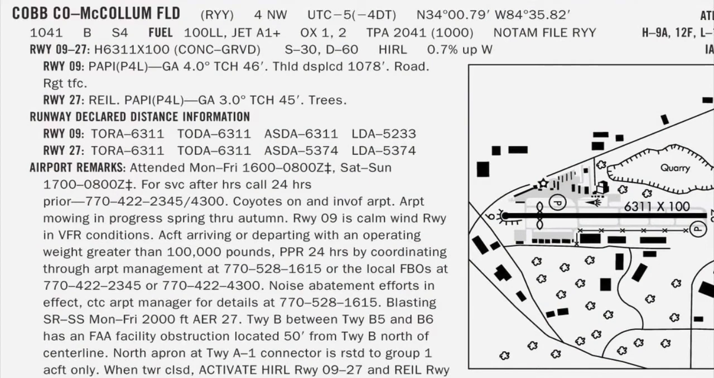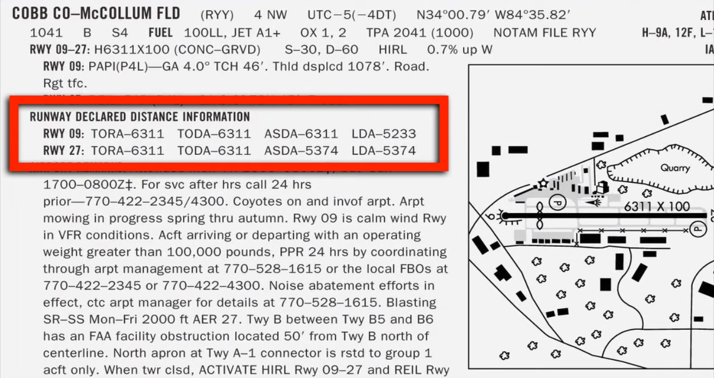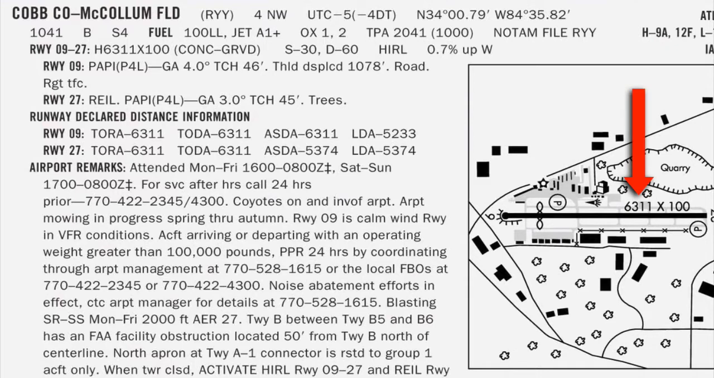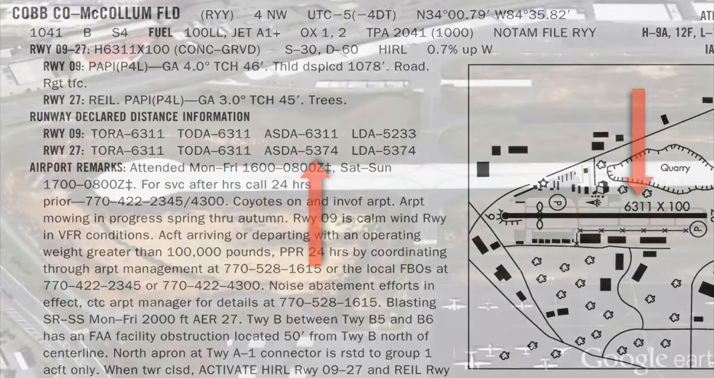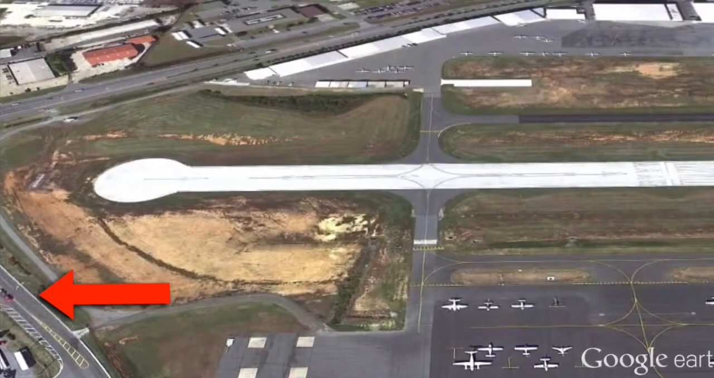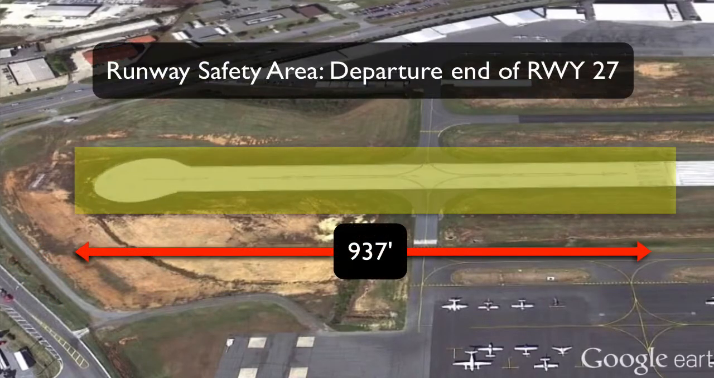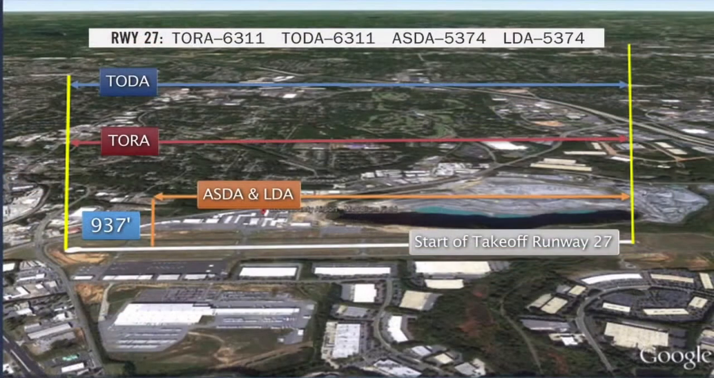If we look at an airport like Cobb County, Georgia, we can see an example of declared distances being used to achieve the required RSA during regular operations. The physical length of runway 27 is 6,311 feet, but the accelerate stop distance available is only 5,374. This is because Highway 41 runs so close to the end of runway 27 that the airport had to use the last 937 feet of pavement for their runway safety area. What this means is that 5,374 must be used as your runway length for takeoff planning.